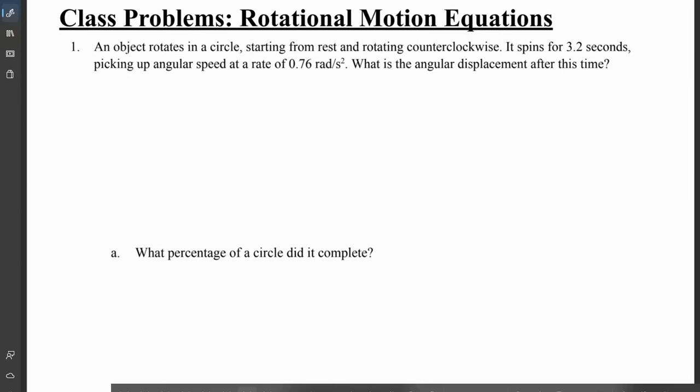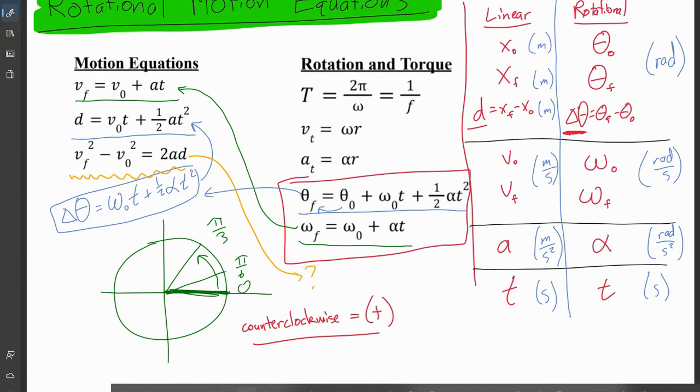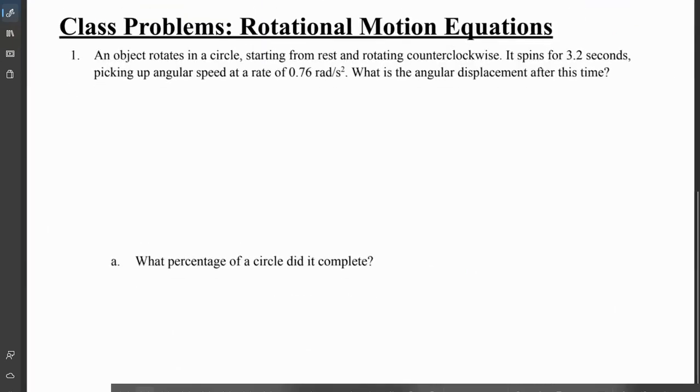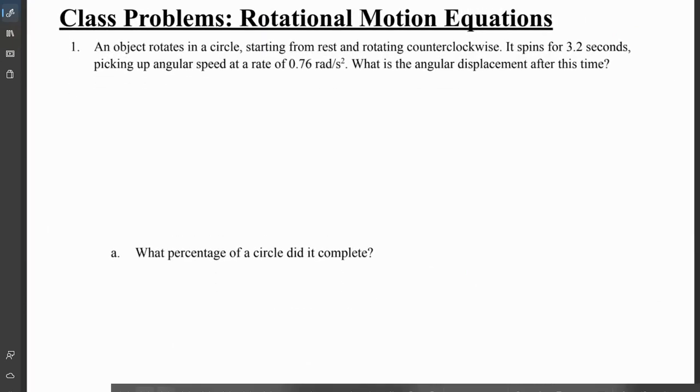All right, so this is page 3 of our workbook. This is where we get to apply everything that we just talked about up here. You got to know these translations. You have to know that x naught is theta naught. Those matter less. You have to know that d is delta theta, v naught is omega naught, v final is omega final, a is alpha, time just stays as time. But those are the 5 variables that we use in these motion equations. You have to know the translation between them, and you have to know what units they use.